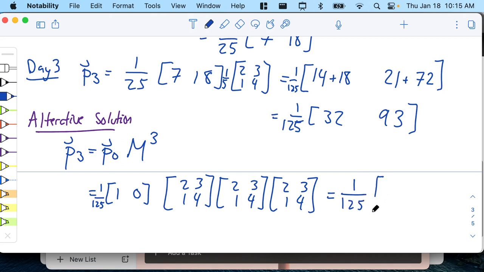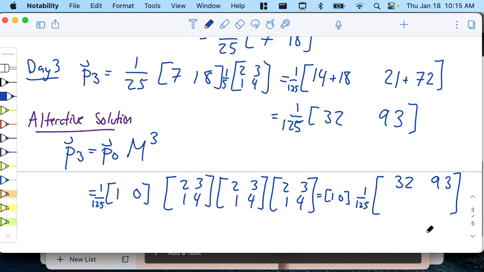It's going to be 32, 93 in the first row. And in the second row, you would have to do the calculation again and do a whole bunch more matrix multiplications. You get some other answer. So 32, 93 is the top, and the other row is a mystery. To make this equation actually make sense, let me write it like this: 1 over 125, and then we do 1, 0 times this.